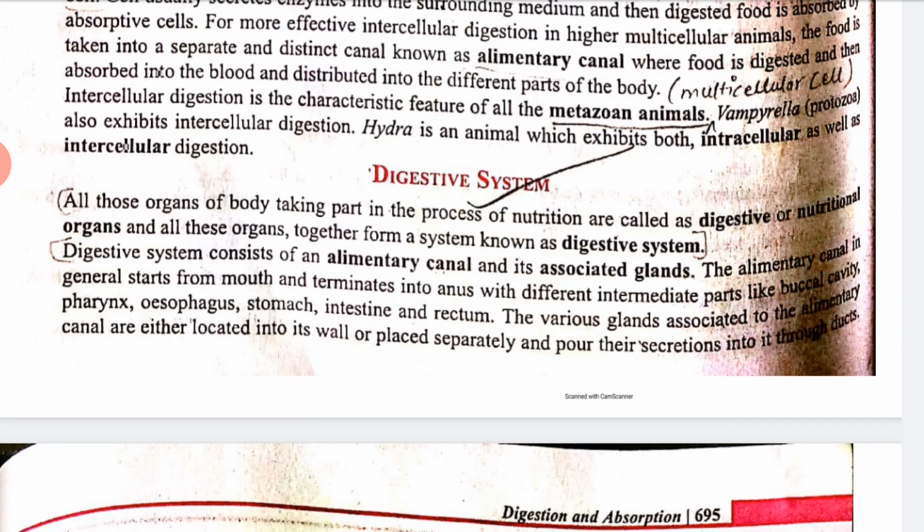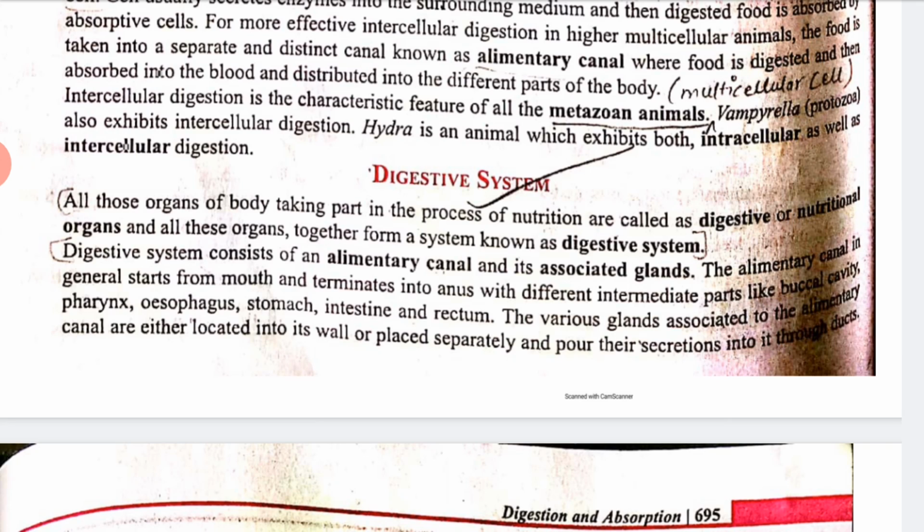So you all know what the digestive system is: all those organs of the body taking part in the process of nutrition are called digestive or nutritional organs, and all those organs together form a system known as the digestive system. So the digestive system consists of an alimentary canal and its associated glands. This alimentary canal generally starts from the mouth and terminates in the anus.